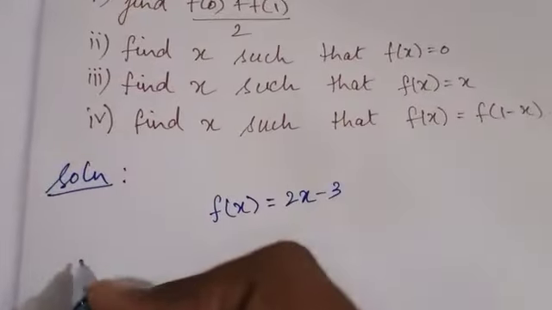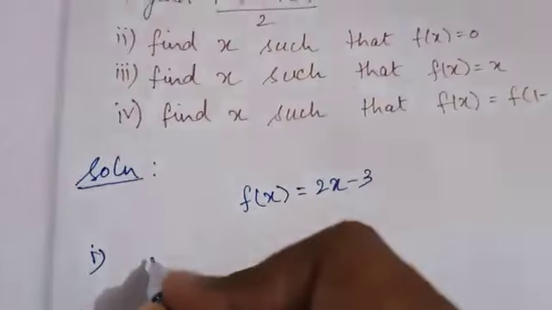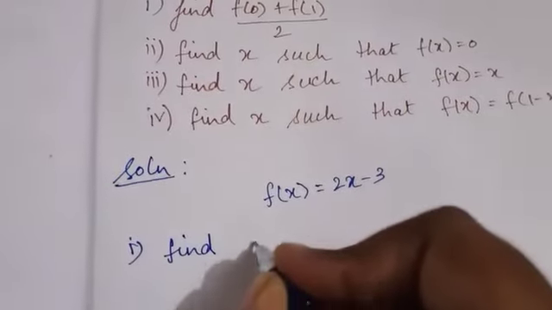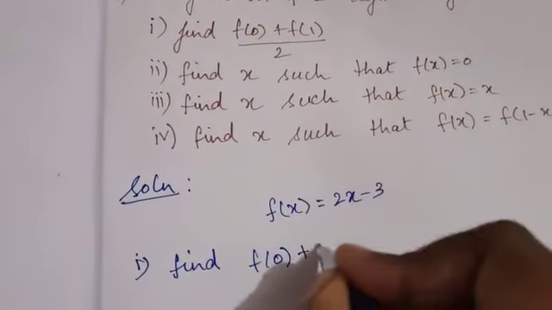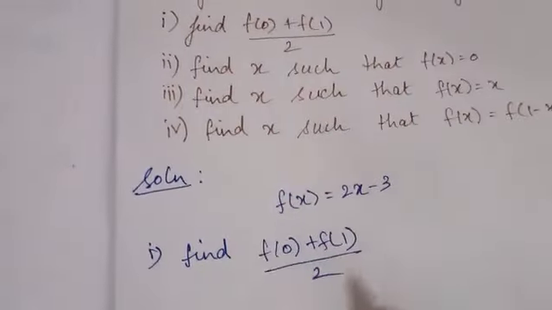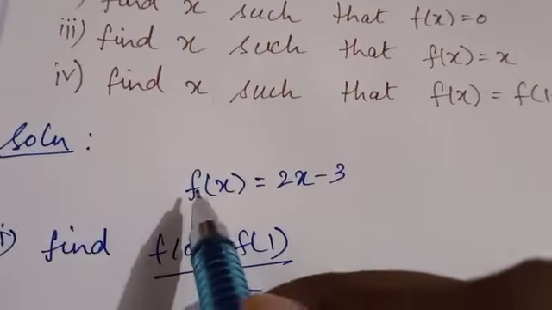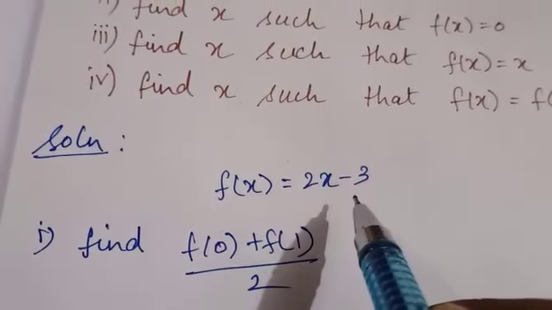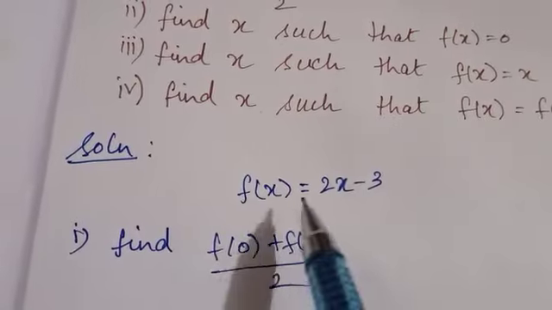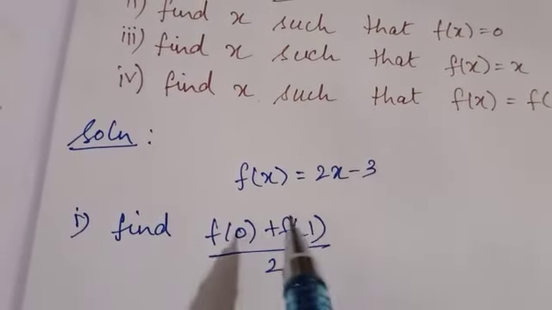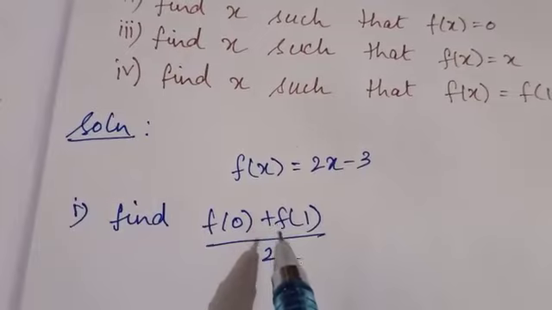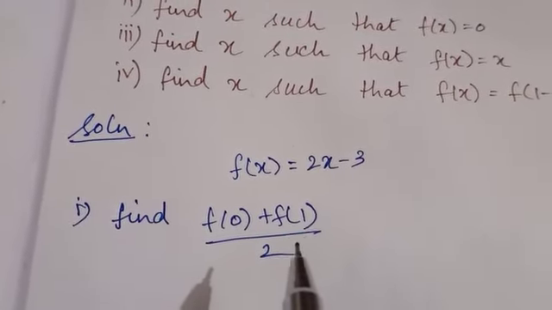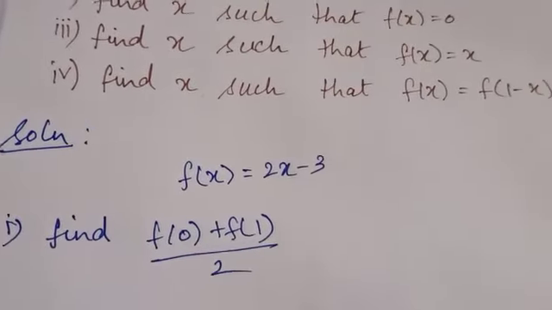What is the first subdivision? So the first subdivision is, find (f of 0 plus f of 1) divided by 2. So we know that here f is the function, x is our input and this is our output. So using this equation we are going to find f of 0, f of 1 and then I'm going to substitute in this equation and I'm going to find the answer.